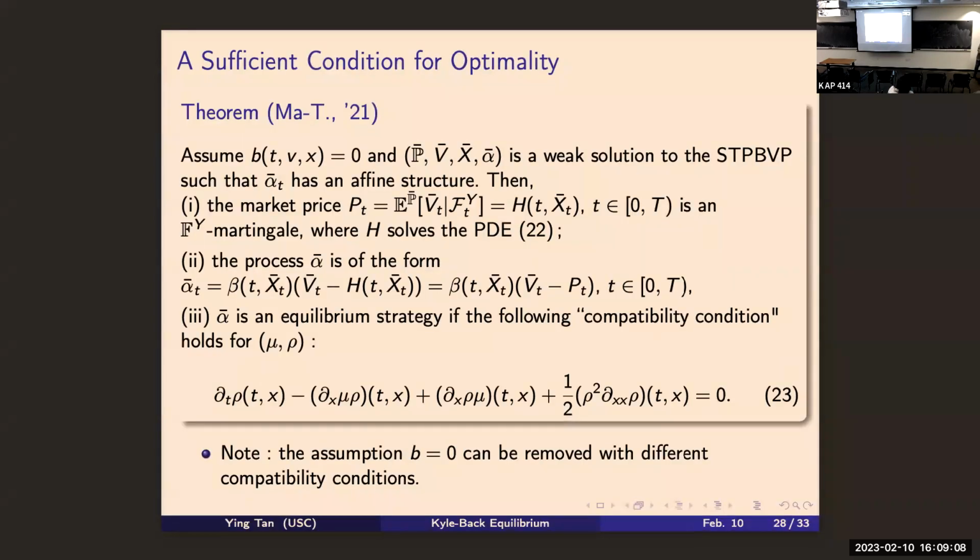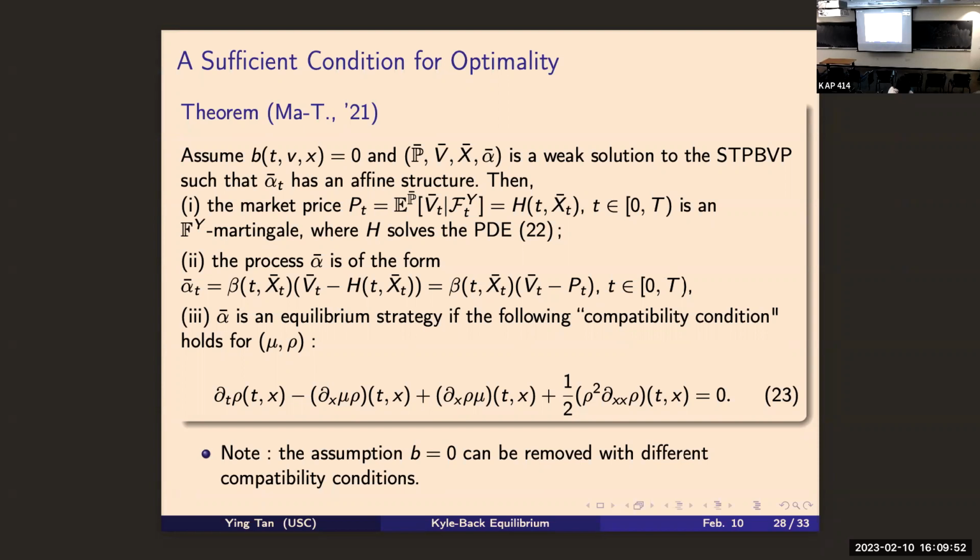So we have this main result, this theorem. In the case when B is 0, we have the weak solution, and we have the equilibrium for this problem, because we can show that this alpha actually maximizes the terminal wealth, and the alpha takes this form, and H satisfies the PDE in the previous slide. Now we have the compatibility condition for the functions mu and rho. That is saying that if the mu and rho satisfy this compatibility condition, then the whole thing is the equilibrium we have found.